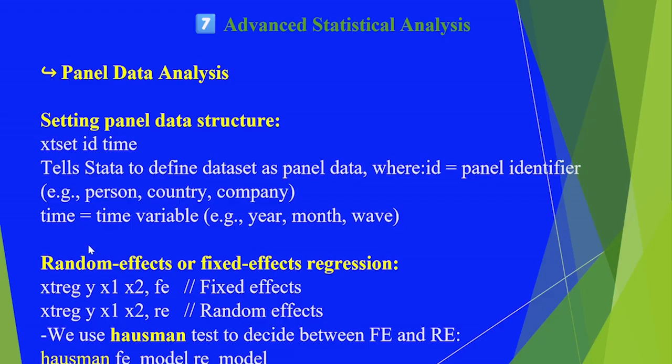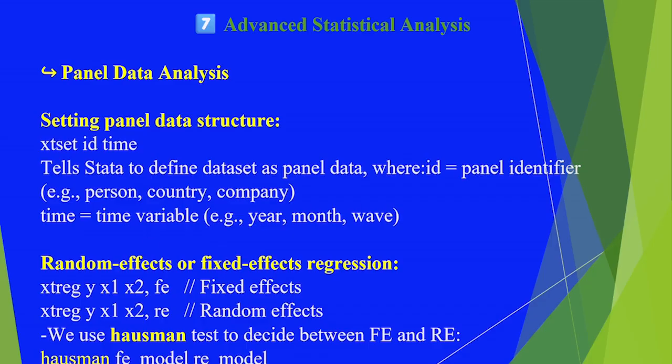Again, expanding on panel data analytics, we need to understand how to set up in Stata. So to set up in Stata, we need to just use the keyword xtset, for example, ID and time, which means that we are simply telling Stata to define dataset as panel data, where this ID will be equal to panel identifier such as person, country, company, organization, etc. And this time will represent the time variable, and this can be year, month, wave, and any other.